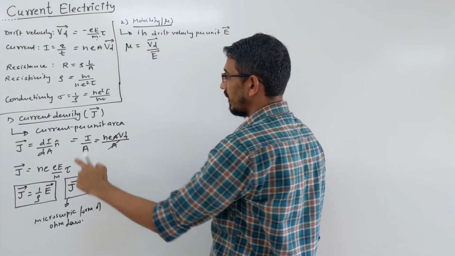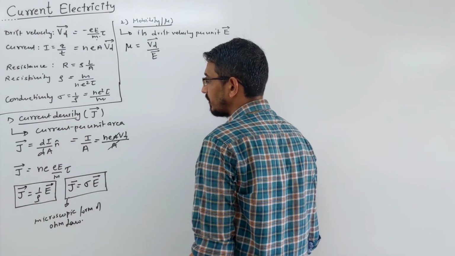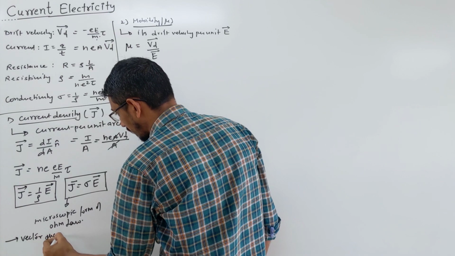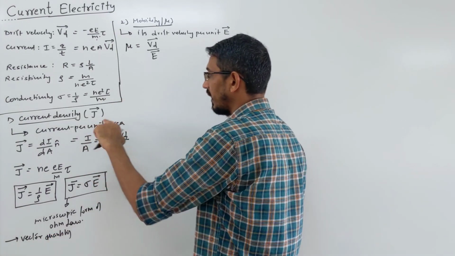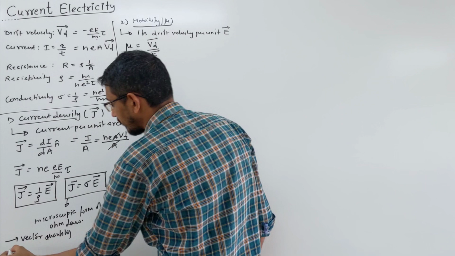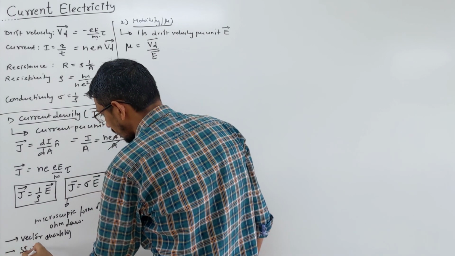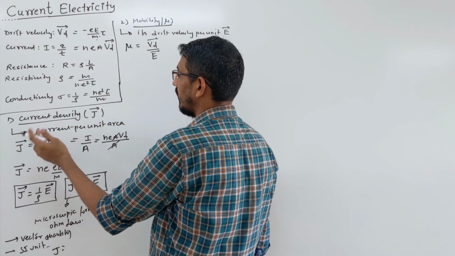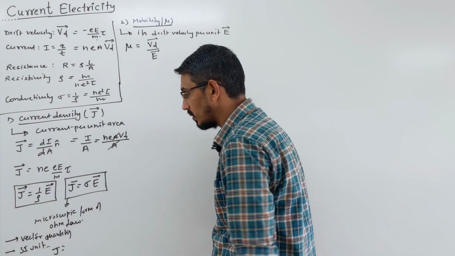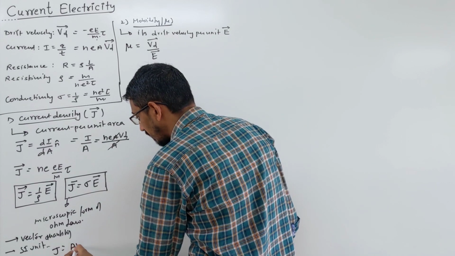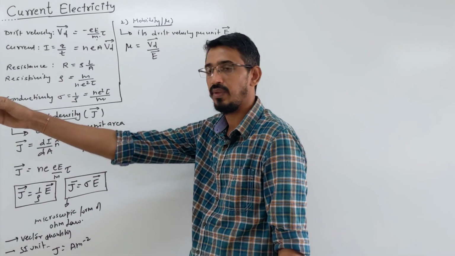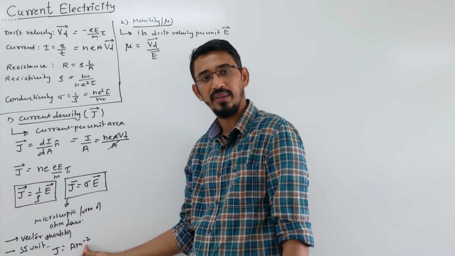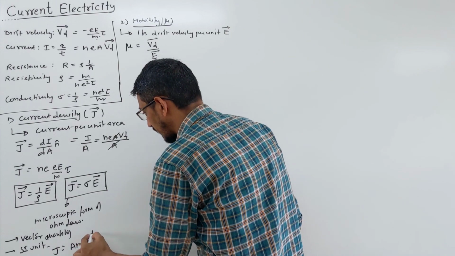Let me write a few more points here. This is a vector quantity, right? First thing, vector quantity. And I forgot to write the unit. So what is the unit? Tell me the SI unit. What is the SI unit of current density? The simplest unit you can write from here. This formula is current by area, so how do they define it? Ampere meter square. Watch carefully. Current by area. Current we write as ampere and area as meter square, so the SI unit is ampere per meter square.